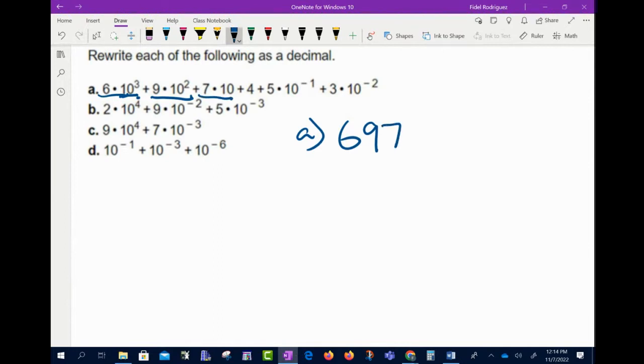7 times 10 is 70. That's my tens position, okay? Plus 4, that's my ones position, okay? Now, I'm going to put my decimal point, okay?